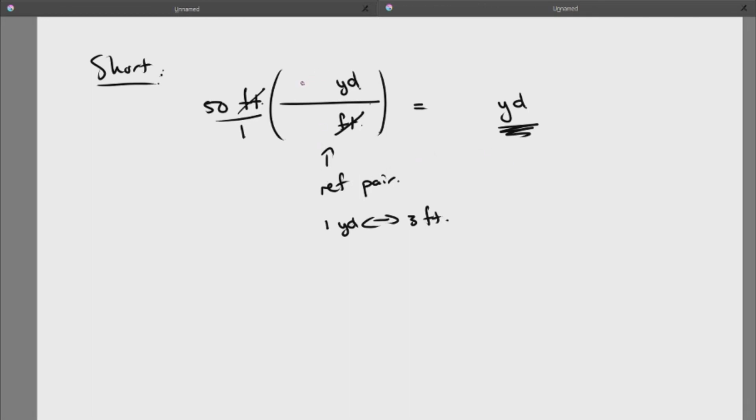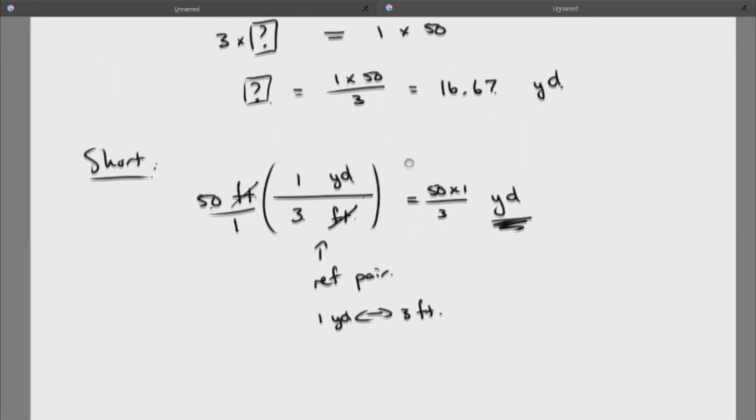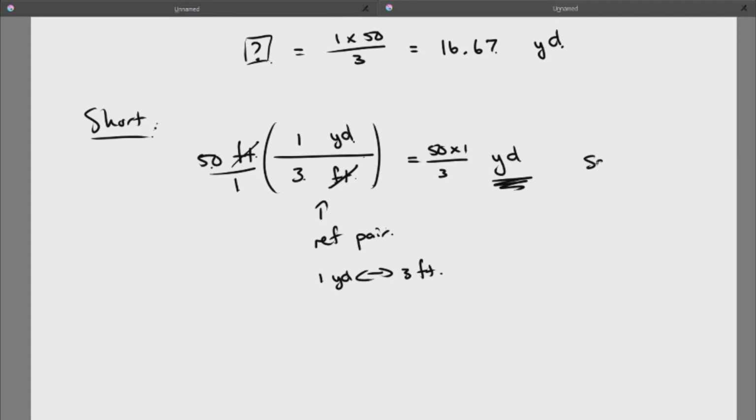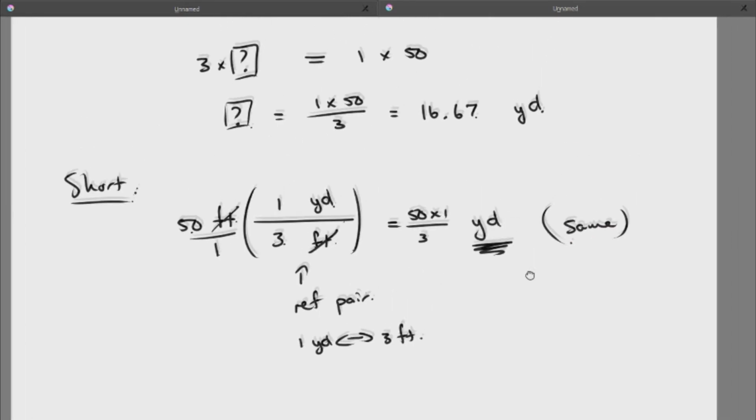So that tells me which way to put the reference pair. I know from the table which reference pair I'm going to use. It's just a matter of which way to put it. And the units have to cancel as if they're numbers as well. We do this in physics and things like that often. So then I still get 50 times 1 over 3, which is the exact same calculation as before, because we haven't done anything different.